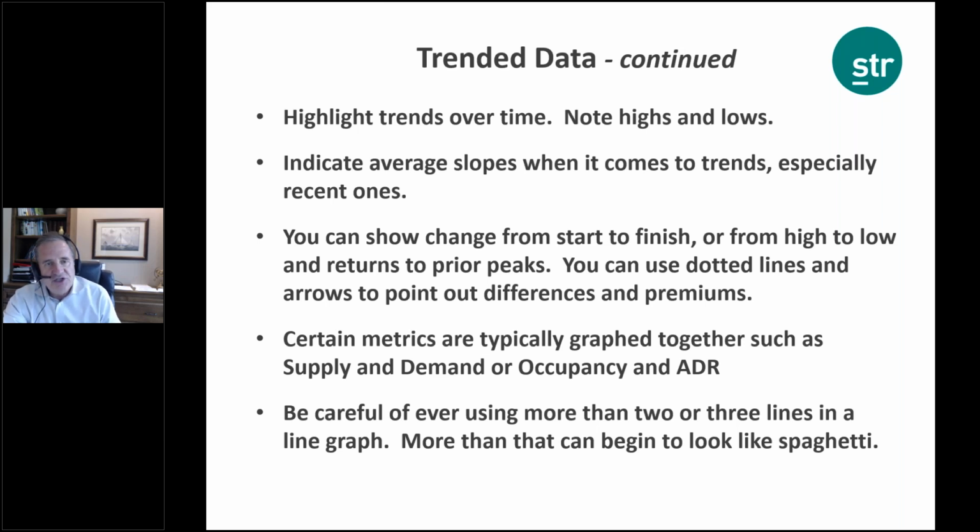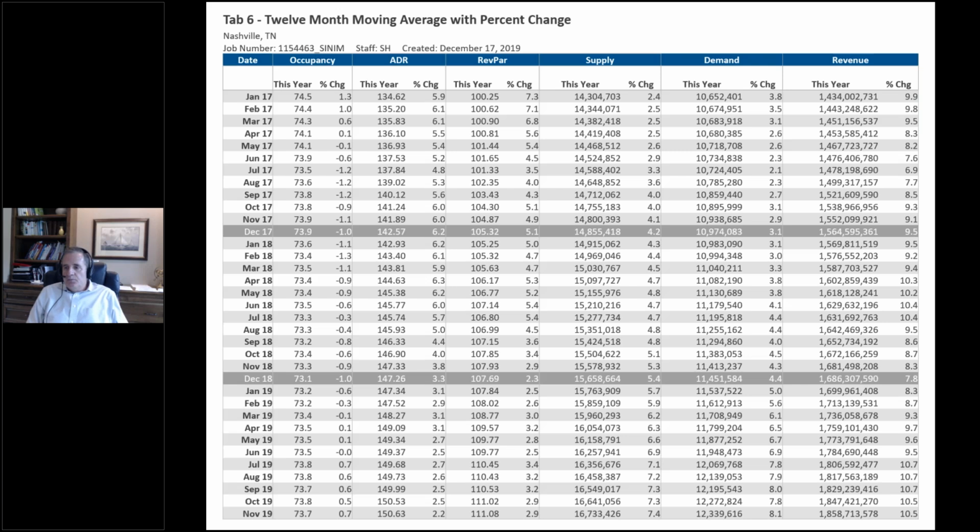Now, certain metrics are typically graphed together. Typically, we'll graph supply and demand together because they sort of relate. And then occupancy and ADR will frequently get graphed together as well. Be careful of using more than 2 lines in a graph, 2 or 3 at the max. If you use more than that, your graph's going to start looking like spaghetti, and it'll be hard to follow the differences between the various metrics that you're trying to visualize.